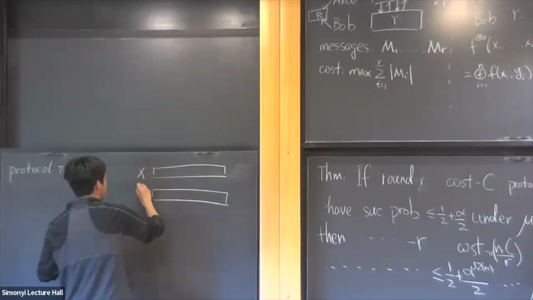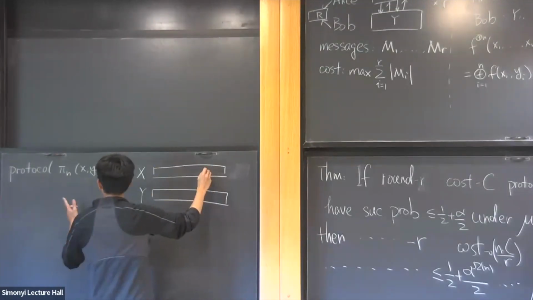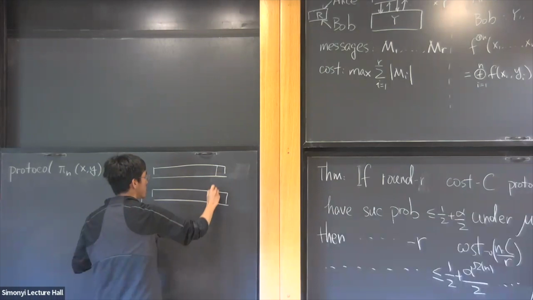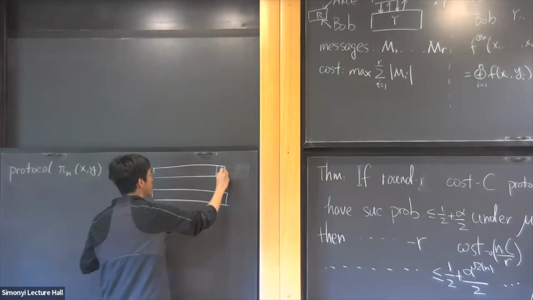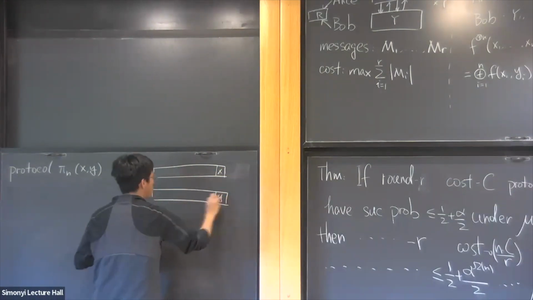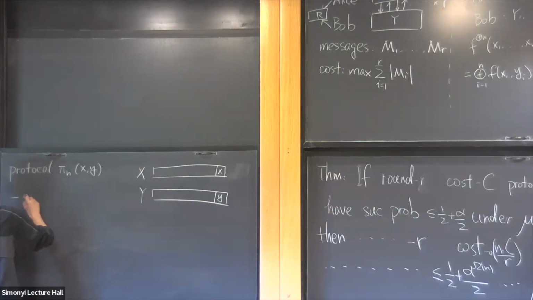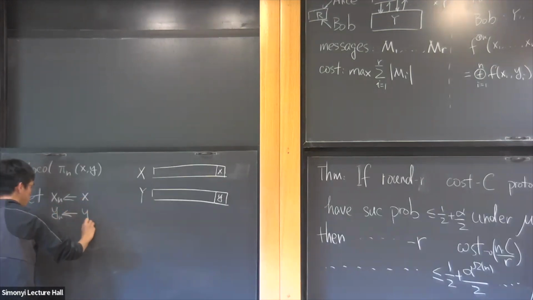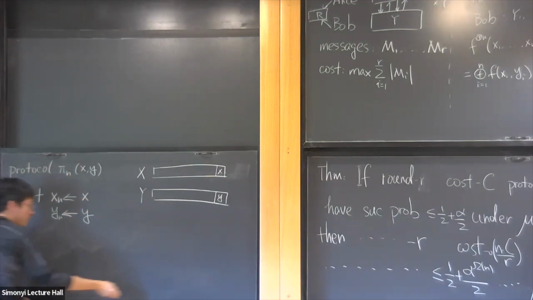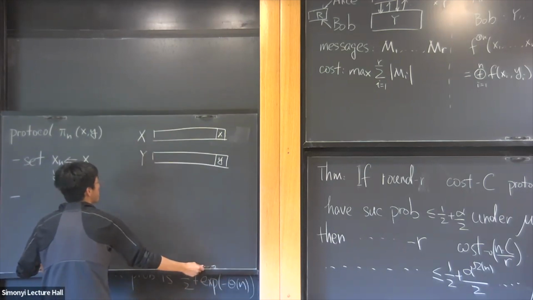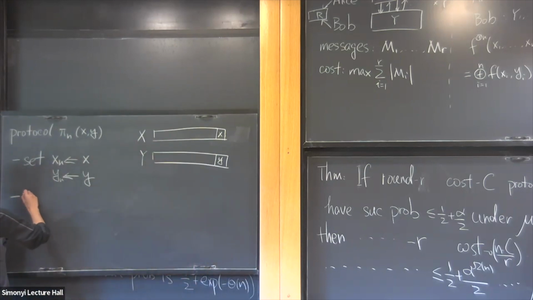Big X and big Y. And then for pi n, they are going to view their inputs as the last coordinate of this big vector. So they're going to set xn to x and yn to y. Okay. And then they are going to use public randomness to sample the first n-1 coordinates of y.